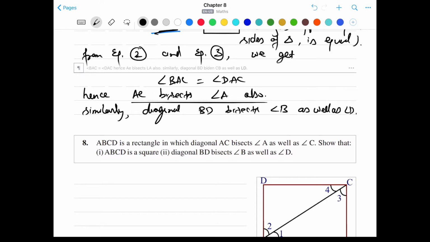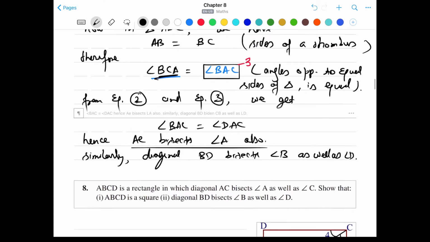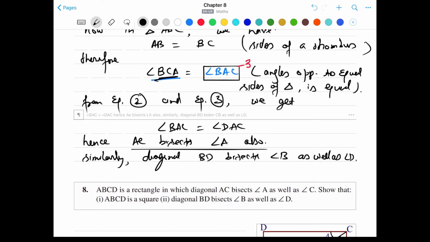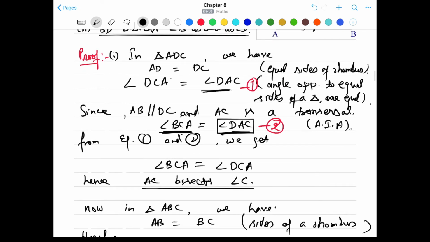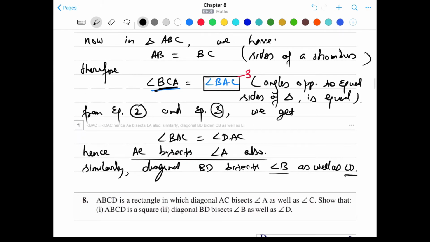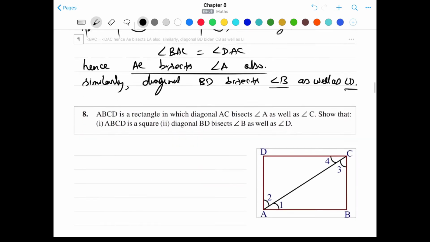We are not going to show the proof of the second part, because we can prove it in a similar way as we did for AC bisecting angle A and angle C. So we just write similarly diagonal BD bisects angle B and angle D. Every time you have two similar things to be proved, we prove just one and the other can be proved similarly. So that's the solution of question number 7.